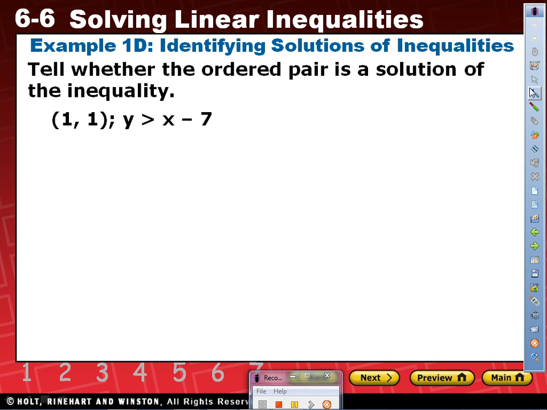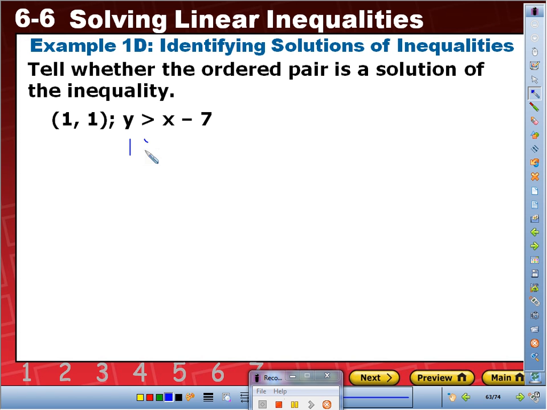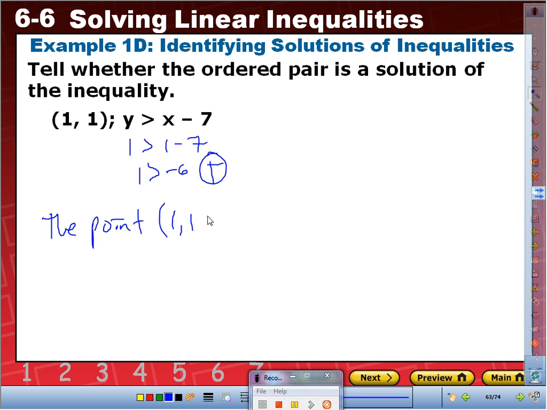So let's see. 1 greater than 1 minus 7. 1 is greater than negative 6. That is true. So therefore, the point 1, 1 is a solution to the inequality.